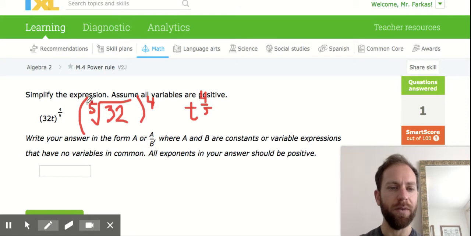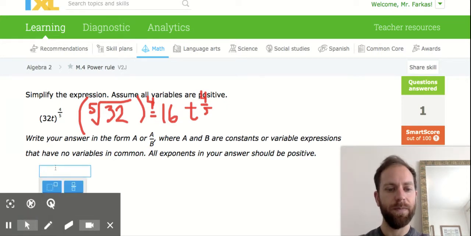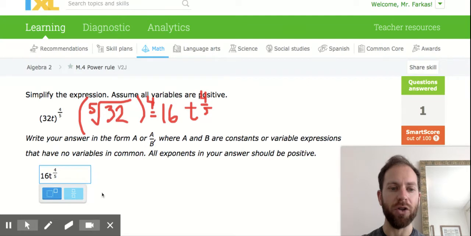So let's see, the fifth root of 32 is 2. 2 times 2 times 2 times 2 times 2 would be 32. And then 2 to the 4th power, it would go back the other way. So that would give us 16. So this is 16t to the power of 4/5. You have to use both of these in conjunction with each other.